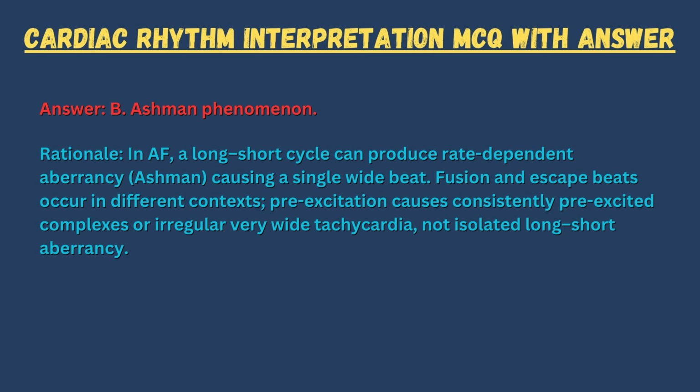Answer: B. Ashman phenomenon. Rationale: in AF, a long-short cycle can produce rate-dependent aberrancy, Ashman, causing a single wide beat. Fusion and escape beats occur in different contexts. Pre-excitation causes consistently pre-excited complexes or irregular very wide tachycardia, not isolated long-short aberrancy.